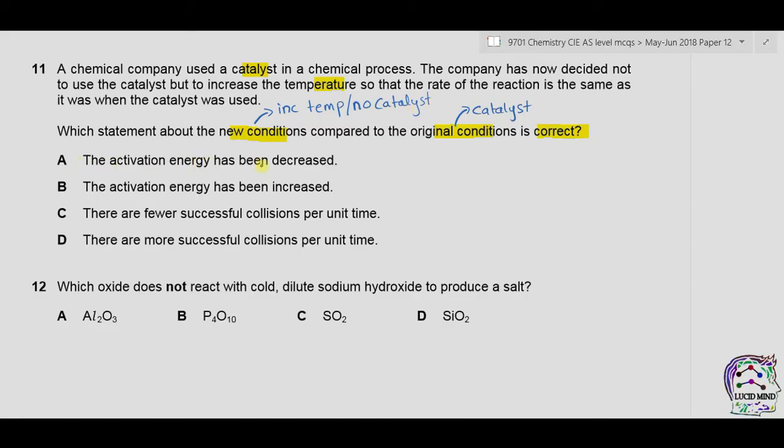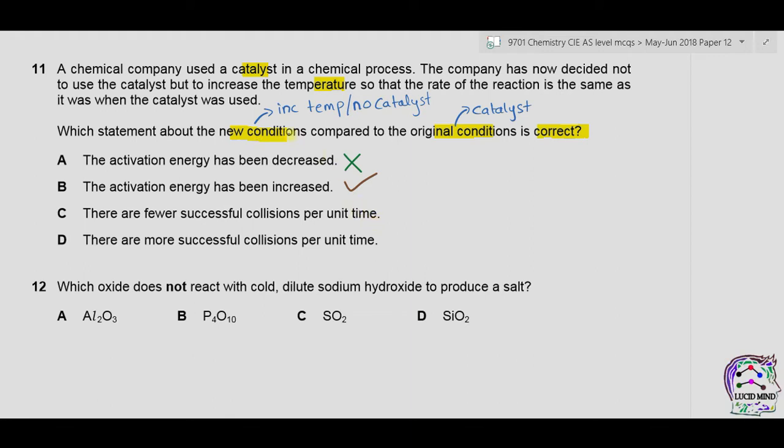A. The activation energy has been decreased. As we can see that we have removed catalyst in new conditions, so therefore activation energy has increased, it has not decreased. B. The activation energy has been increased. Now this is true because we have removed catalyst, so the removal of catalyst will increase the activation energy in new condition. C. There are fewer successful collisions per unit time.